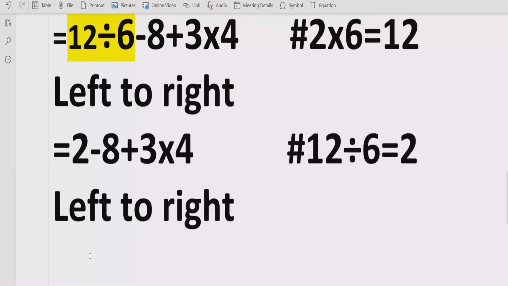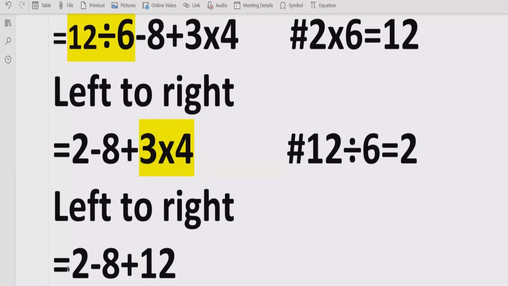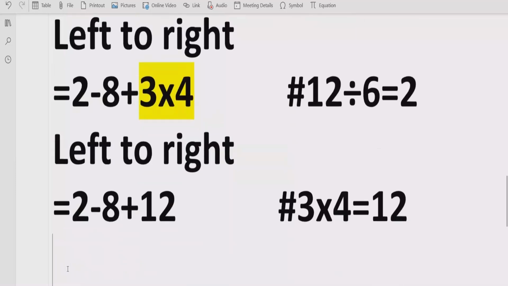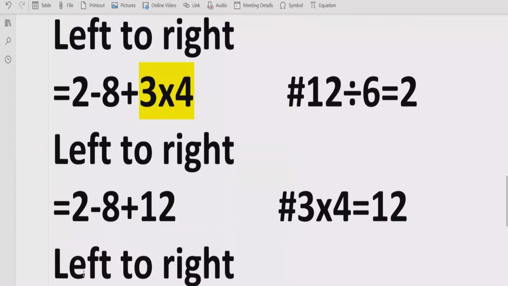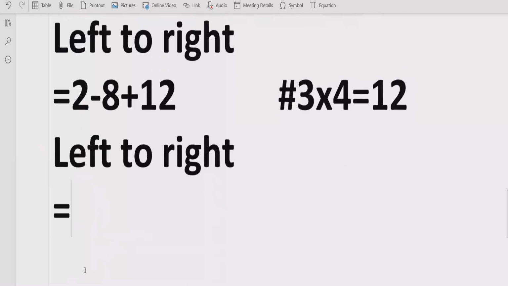Now we have another multiplication, which is the last multiplication in this expression. So we have 2 minus 8 plus, and 3 fours are 12. Here we will give the reference 3 multiplied by 4 equals to 12. Now we have solved all the division and multiplication. Now we have addition and subtraction, and we will solve addition and subtraction now.